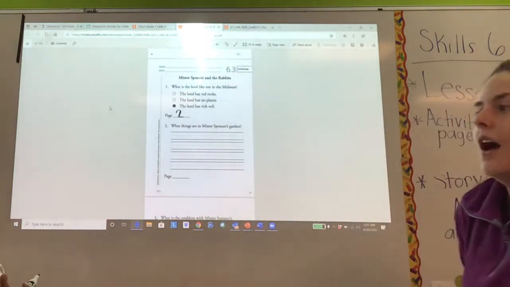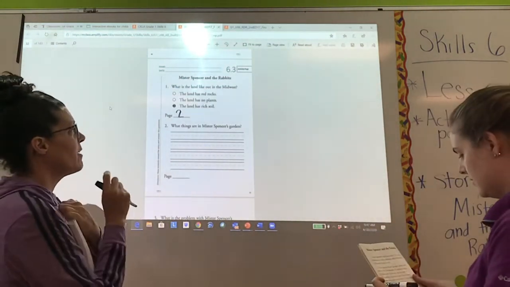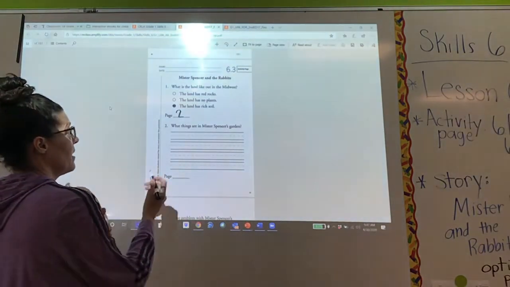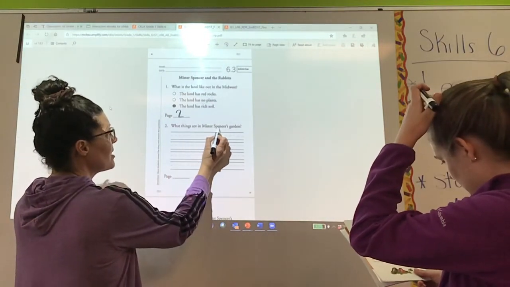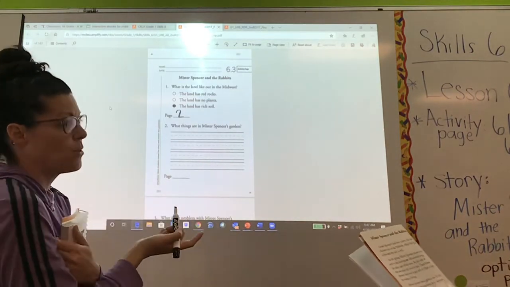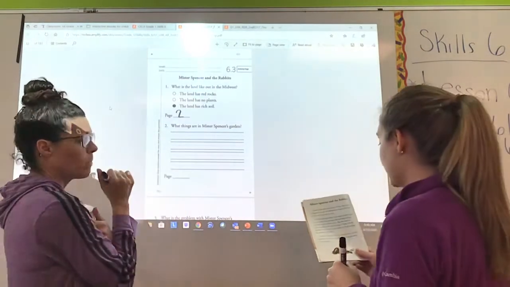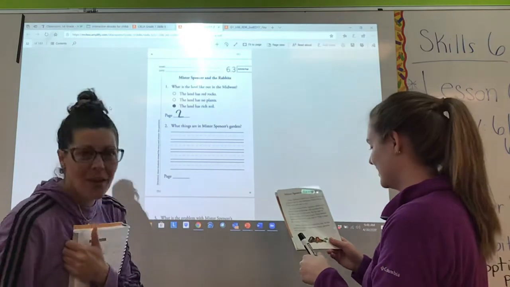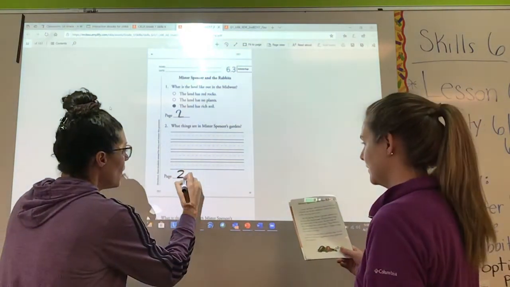Since you have the book, will you help me find this one? Absolutely. I'm going to read the question and see if there are a few key words that would help me look while you're looking. What things are in Mr. Spencer's garden? I'm guessing, Mrs. Sane, towards the beginning of the story, we found this out. We did. In fact, there's a whole sentence right here that says exactly what he has. I knew there had to be. What page is that? It's on page 2. Page 2. Read that sentence.